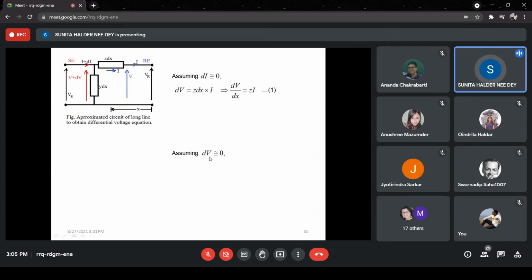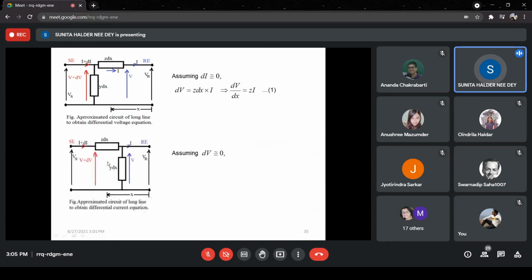Similarly, if we assume dV equal to 0, then that means there is no voltage drop. Whatever the voltage is here is the same, so obviously I will be on this side. Then obviously what is dI? dI will be Y dV. So in this way we can get the two expressions, dV/dx and dI/dx.